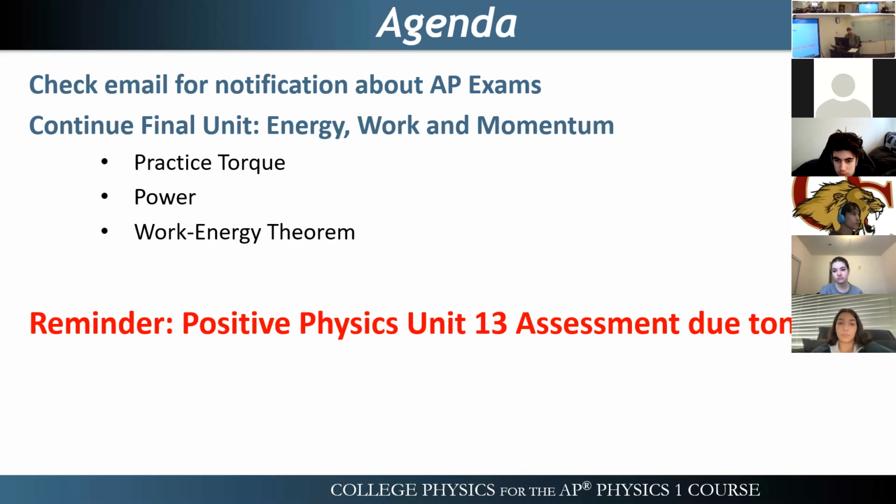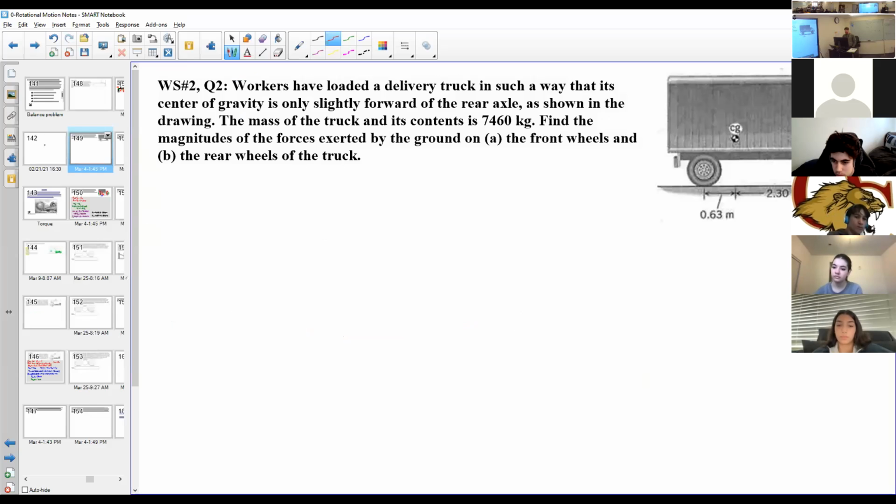All right, let's go ahead and try our practice torque problem for the day. We're going to continue to practice these daily leading up to spring break, at least. I don't know if we will after spring break. So here is your latest, greatest. If you have worksheet 2 from the last unit, it's the same. We've already done at least one other problem from that worksheet. This is question number 2 from worksheet 2.